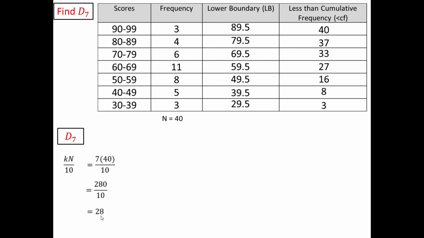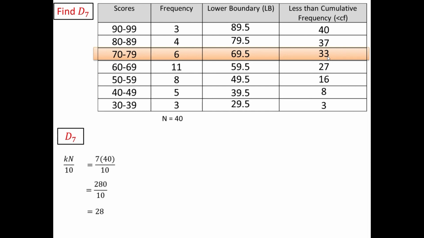Now, ilolocate natin yung ating 7th decile class. Ang reference natin or ang titingnan is yung less than cumulative frequency column. So, hahanapin natin yung pinakamalapit na greater than or equal to 28. Si 3 hindi dahil less than 28. Si 8 hindi dahil less than 28. Si 16 hindi dahil less than 28. Si 27 hindi rin dahil less than 28. So, ang hinahanap natin ay si 33. Kasi si 33, ito na yung pinakamalapit na greater than o kaya ay equal kay 28. So, therefore, ito yung ating 7th decile class.